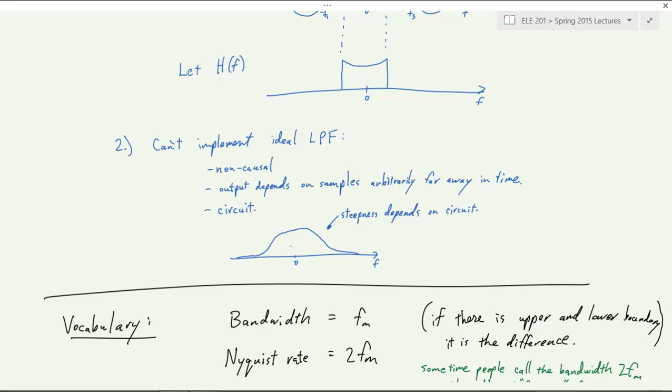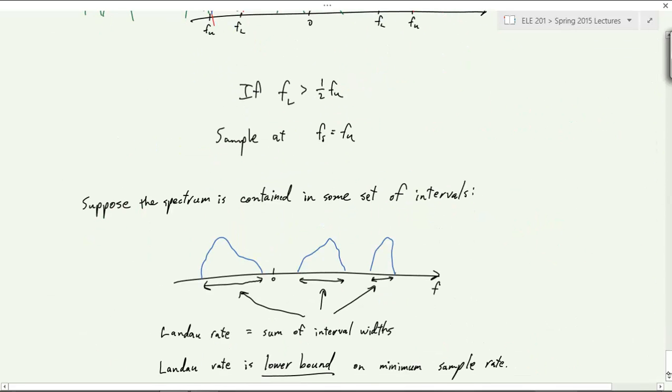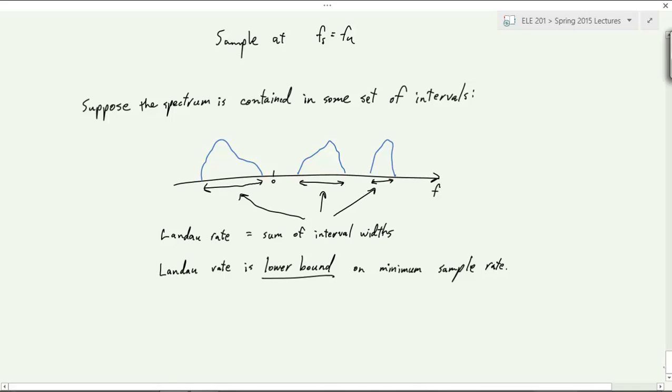Okay, now the last thing on the agenda is to discuss sampling in discrete time, which you call downsampling. So it's the same principle.